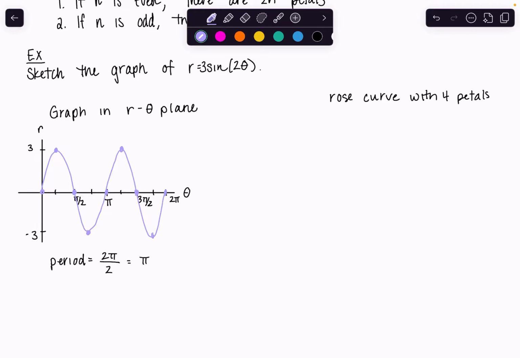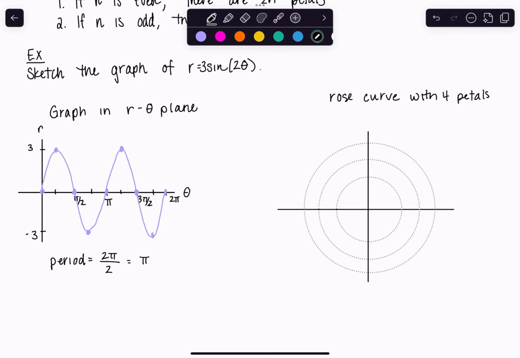So now I want to translate this to my polar curve. So let's go ahead and get that drawn first. So I've got my curve. Here would be 0. This would be pi over 2, pi, 3 pi over 2. And then I need to go out to a peak of 3, okay? So my first petal, I start at 0. At pi over 4, I hit the peak. And then at pi over 2, I come back.